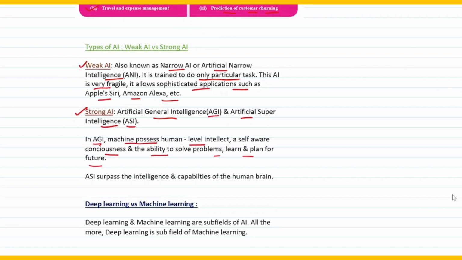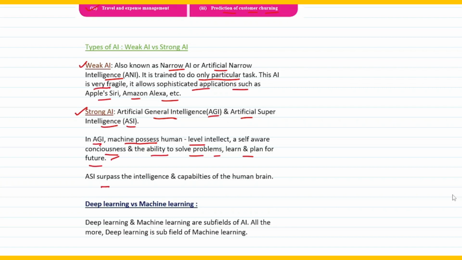So how does AGI help you? Because AGI is a strong AI, it actually possesses human level intellect. So the way you can think, even the machine can think that way in terms of AGI. It can have a self-aware consciousness, so it has a memory of its own and it can respond accordingly, and it has the ability to solve problems, learn and plan for the future, right?